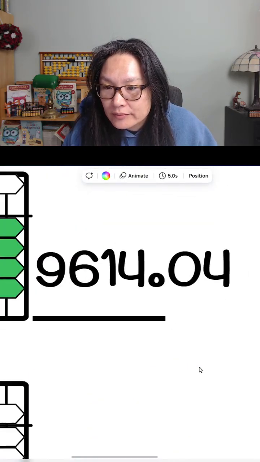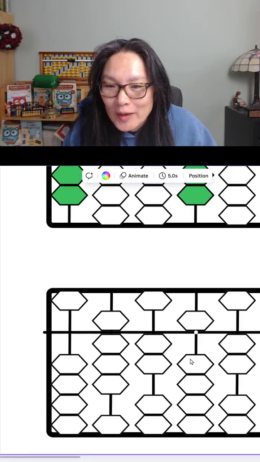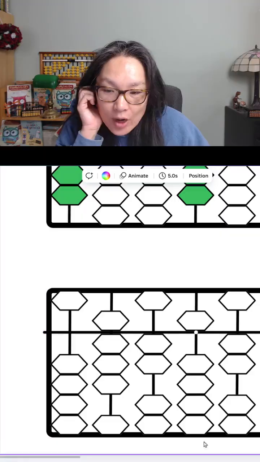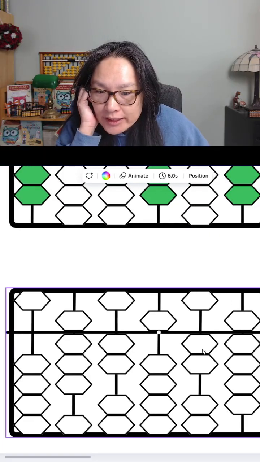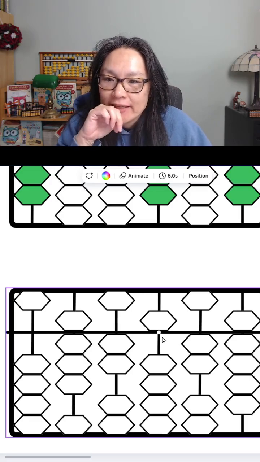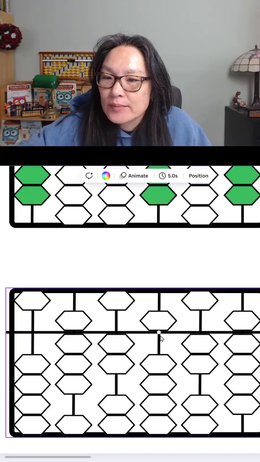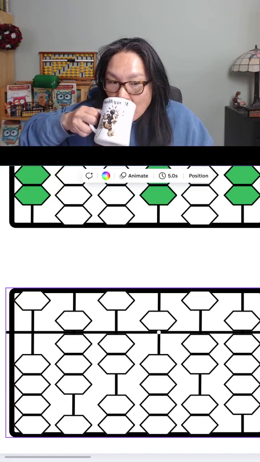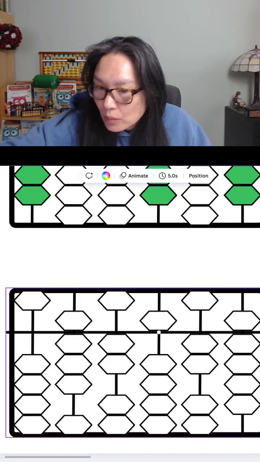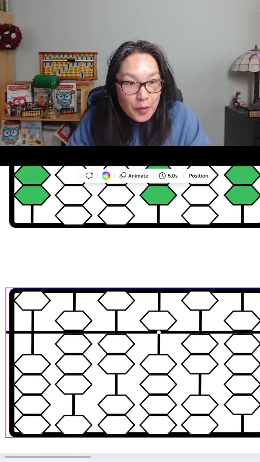Let's do one more, because I have one more column. I do hope it works well. Okay, so what is this number? Again, my indicator is, here's my dot. What is the answer? You tell me.